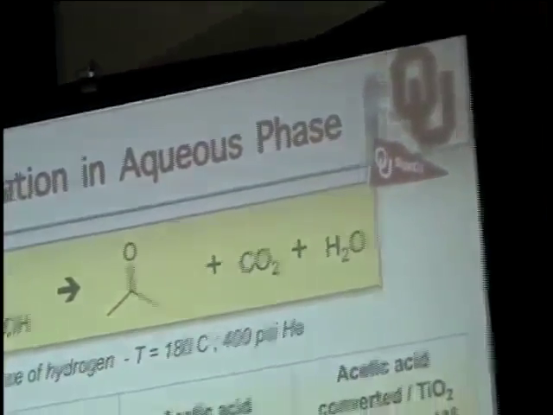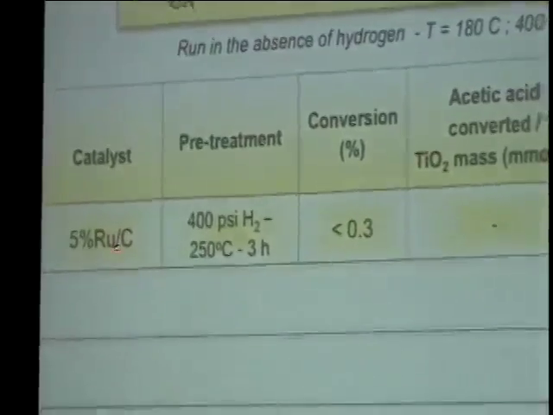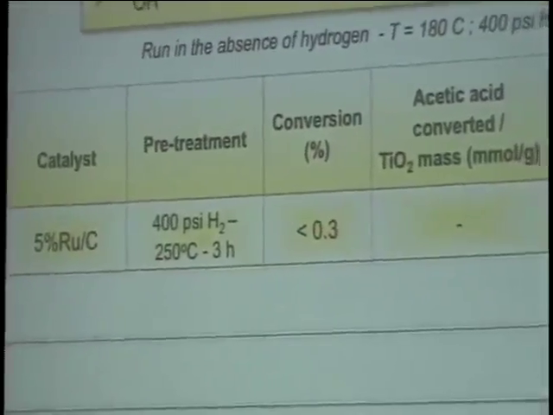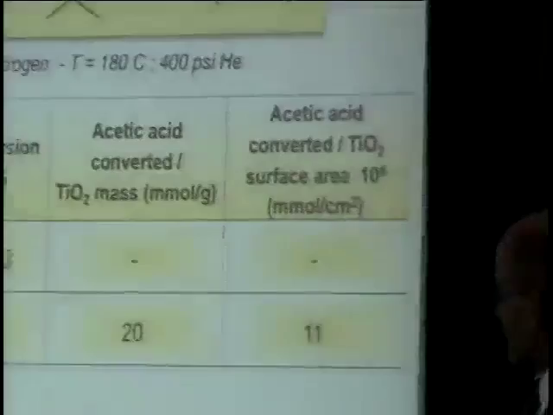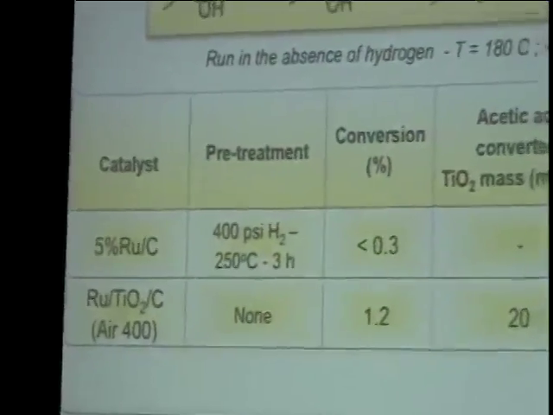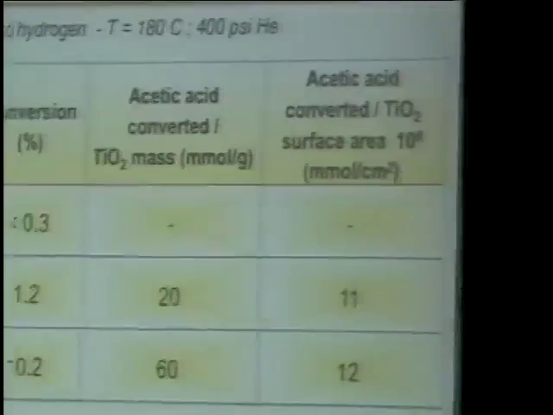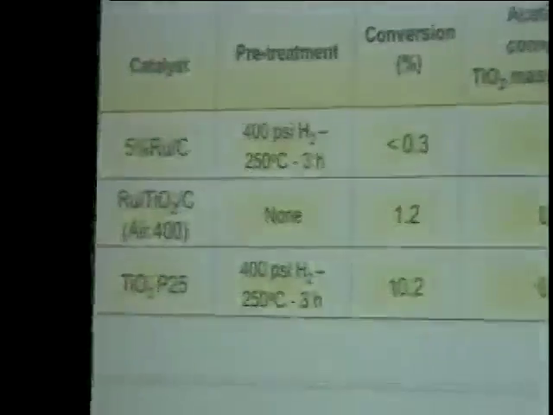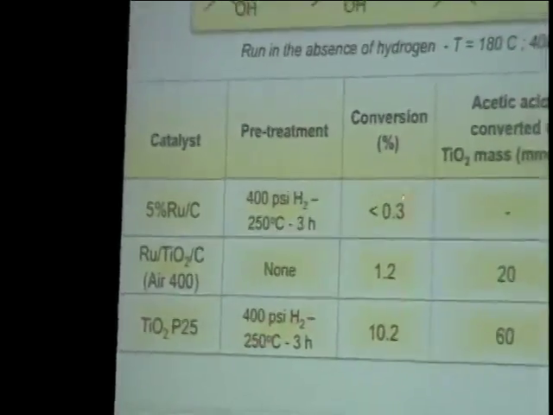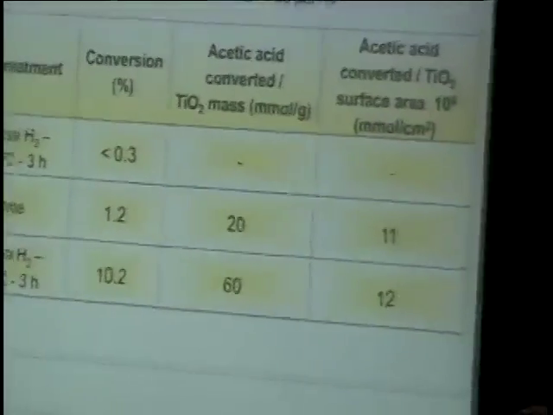So if we do that on ruthenium on carbon by itself, ruthenium is very inactive for this reaction. Essentially, we get no conversion. If we look at ruthenium on titanium, without any pretreatment, the activity is also almost nothing. Now, if you take titanium by itself and you do the reduction, even without the metal, you observe a significant increase in conversion towards acetone.